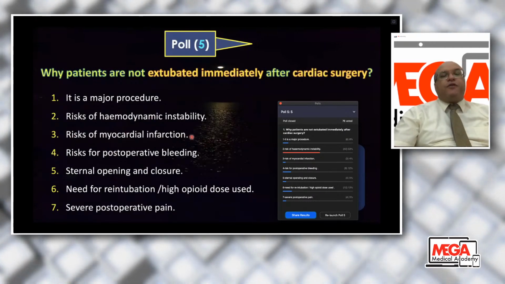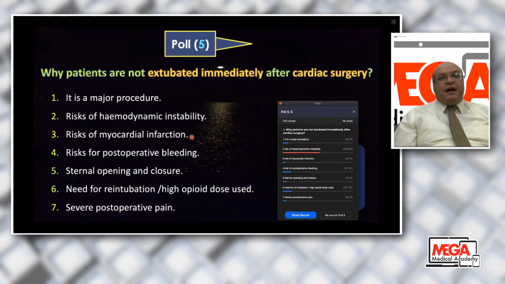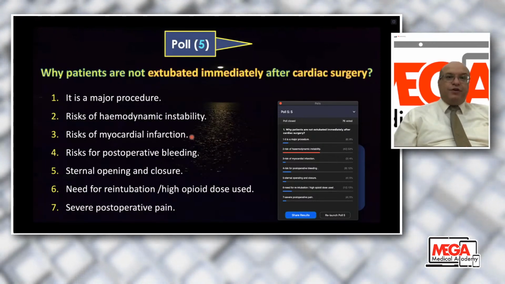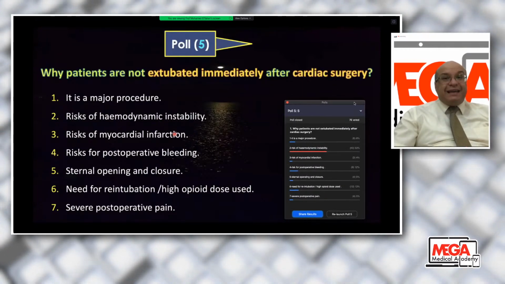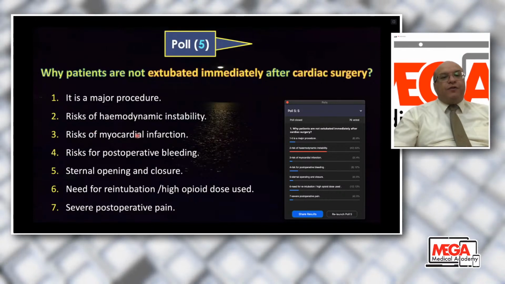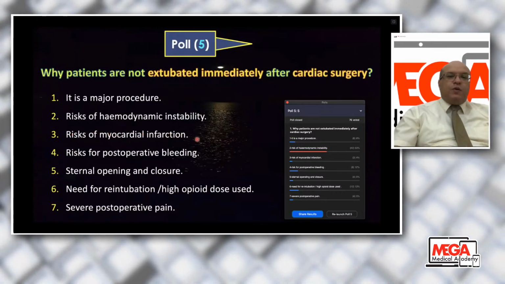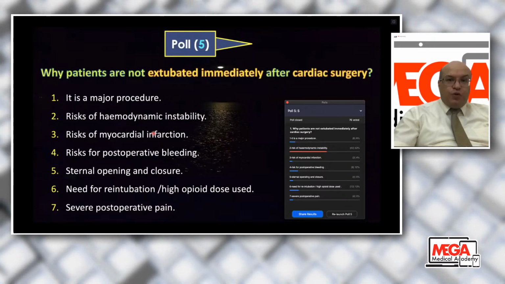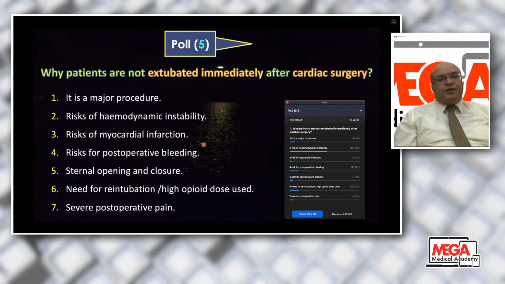What about the risk of myocardial infarction? Disruption is not a risk. I'll show you more evidence now. Risk of post-operative bleeding. Okay, this is a good concern.